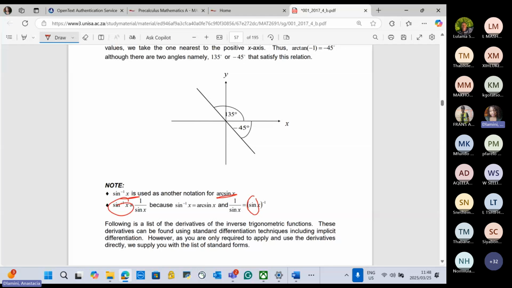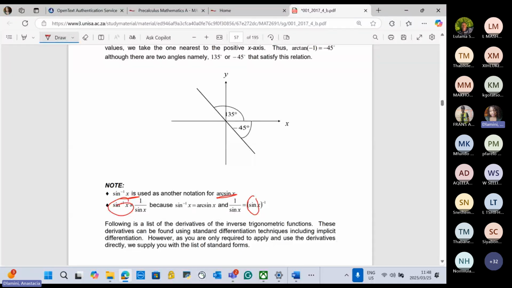Now they say the following is a list of derivatives of the inverse trigonometric functions. These derivatives can be found using standard differentiation techniques, including implicit differentiation. However, you are only required to apply and use the derivative directly. We supply you with the list of the standard forms.